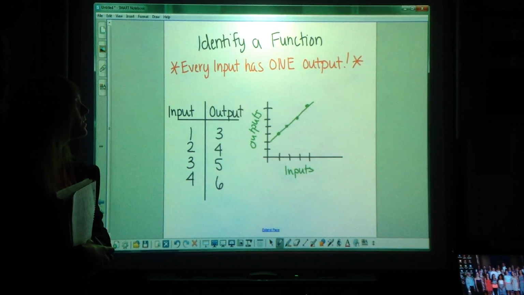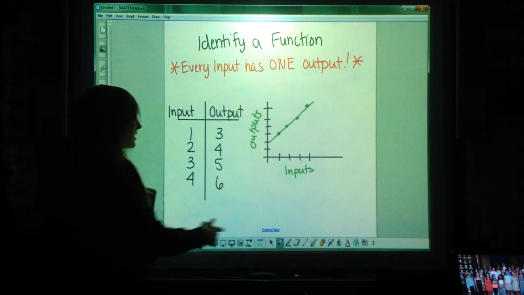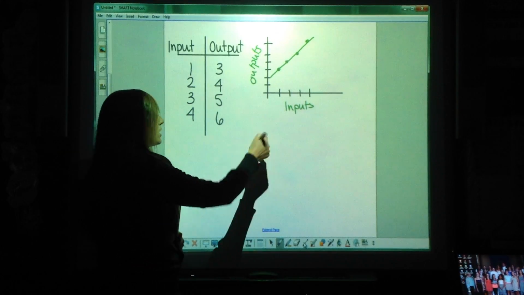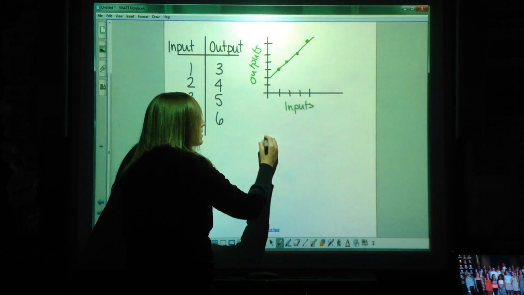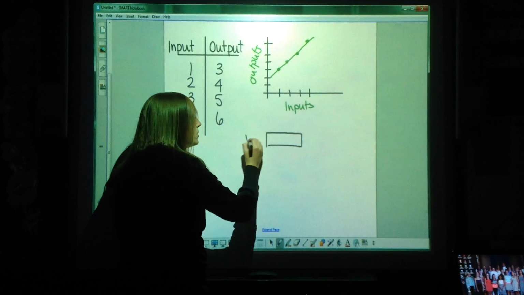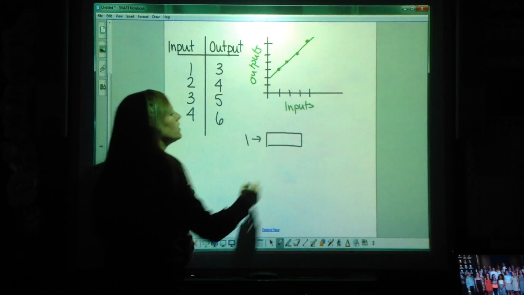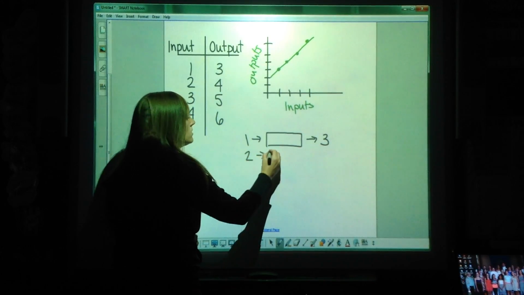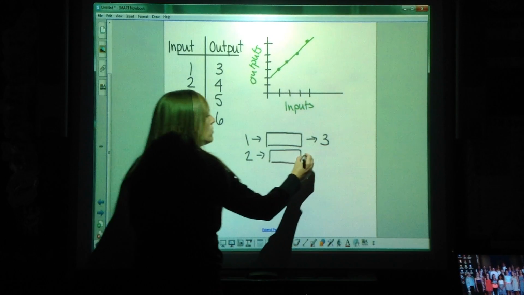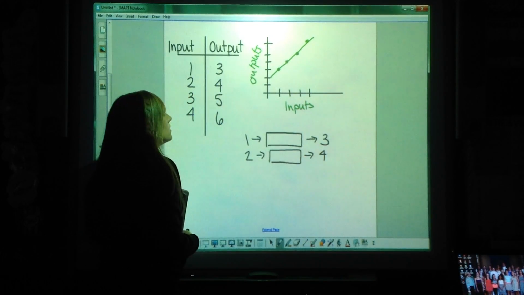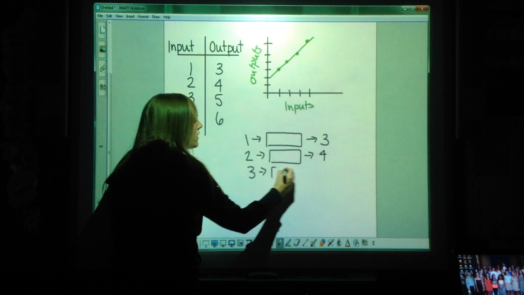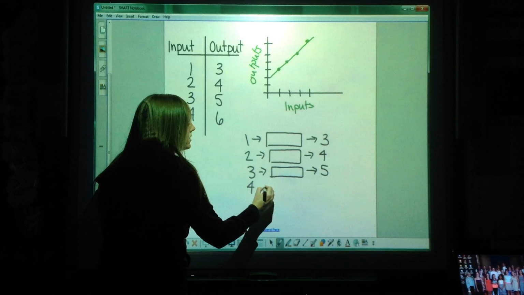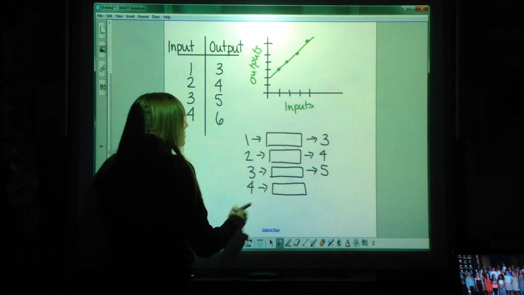Okay? If you don't find the graph useful, here's another visual technique. That function I did at the beginning, that function machine maybe. If we put 1 into this function machine, you would get a 3. If you put 2 into this function machine, you would get a 4. If you put 3 in, you get a 5. So it's looking like every input only has one output so far. If you put 4 in, you would get a 6.